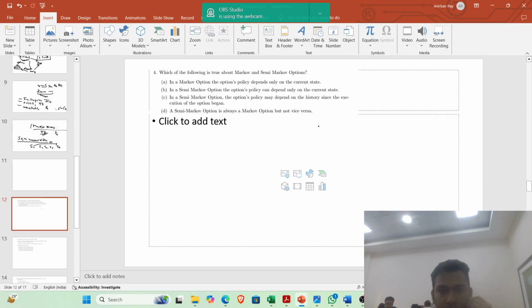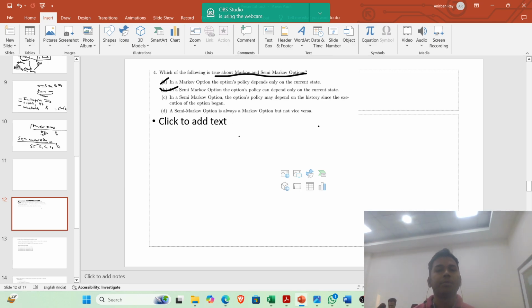Okay, so continuing. What is true about Markov and semi-Markov options? For Markov options, the policy depends only on the current state. That is correct. For semi-Markov options, the option's policy can depend on only the current state. It can, so just a specific situation is being talked about.